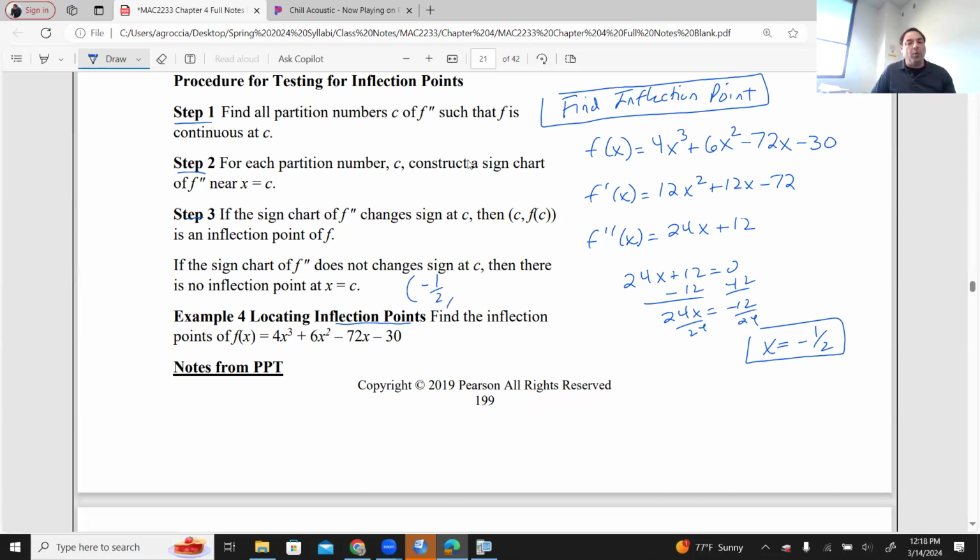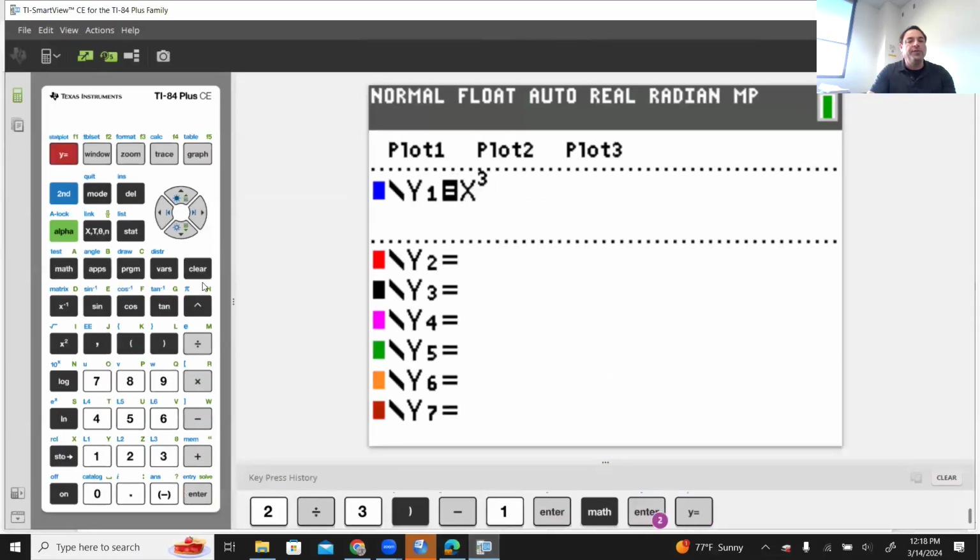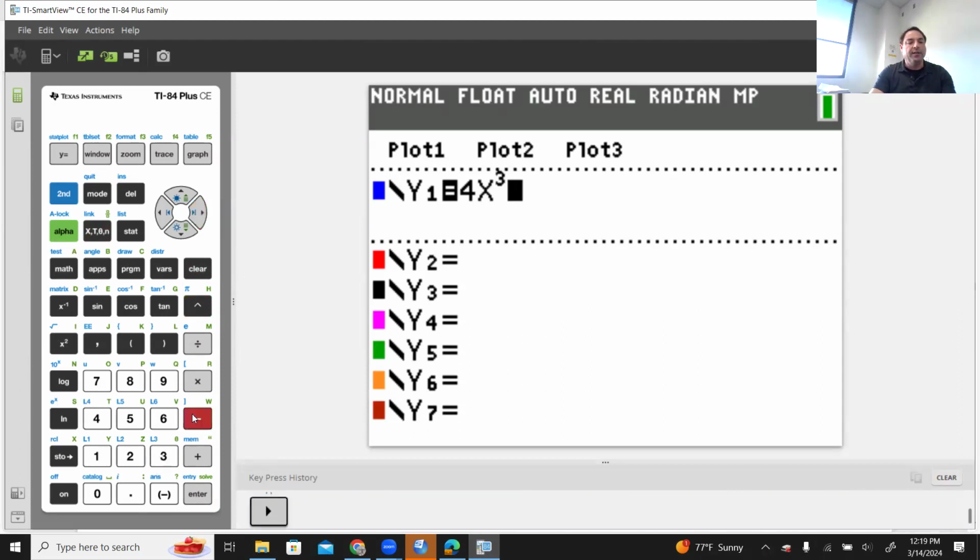You have an x and a y. So we're going to use the table feature. We'll use our calculator. We're going to go to y equals, and let's put the original, not the first derivative, not the second derivative. The thing I always want to emphasize is that we're trying to find the inflection point of the original. We're trying to find the extrema of the original. It's all about the original, okay? And I know it can be a little confusing with derivatives and all that, but don't lose the point.